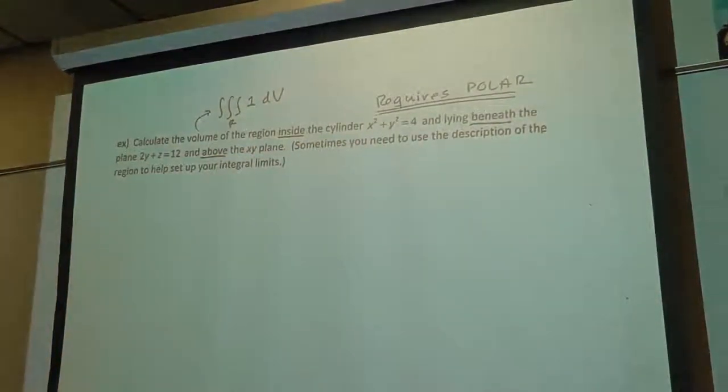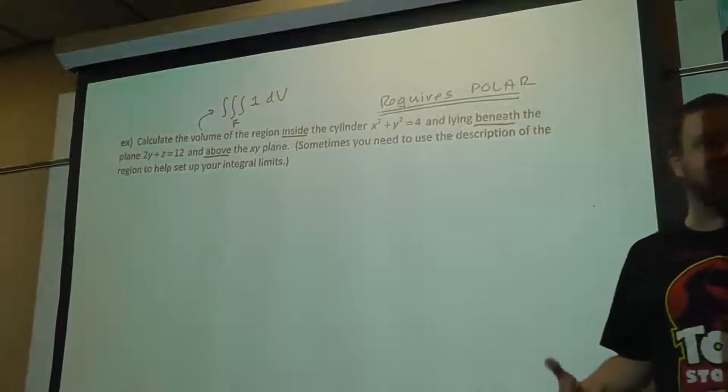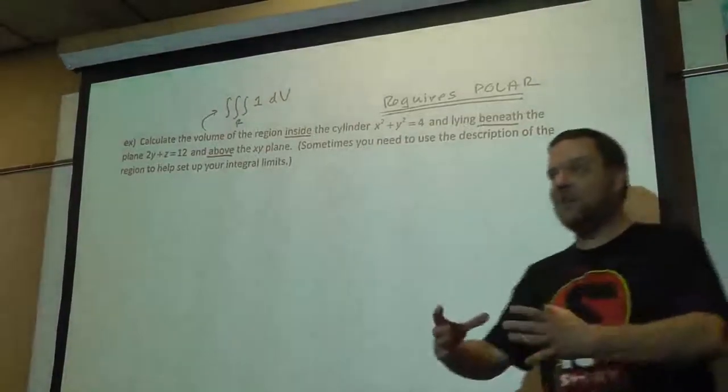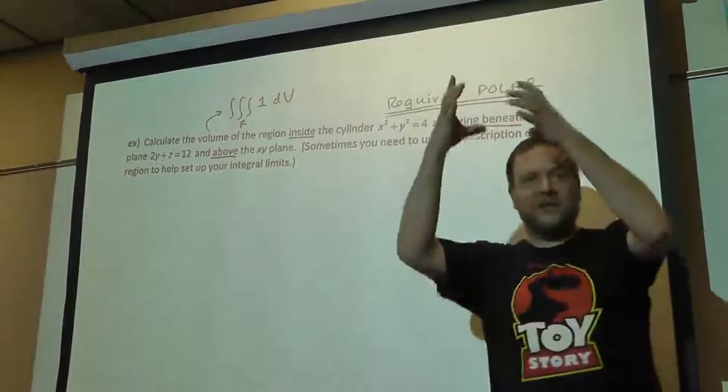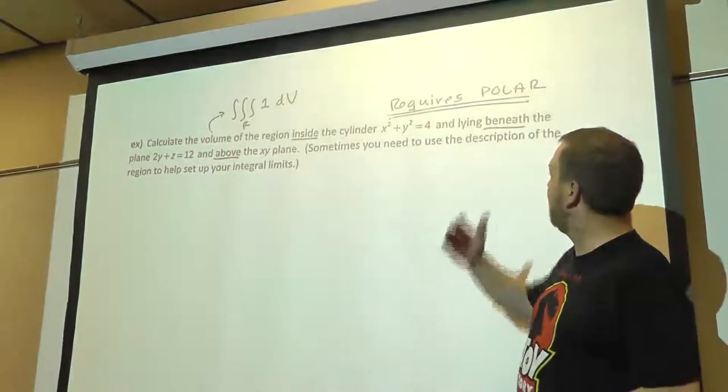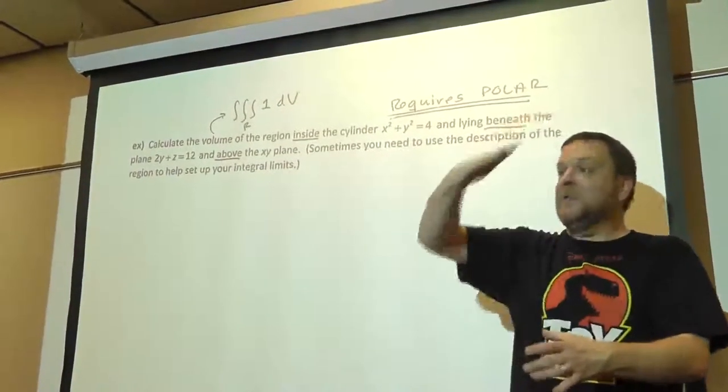So paying very careful attention to those prepositions in the description of the region really gives you an idea. You've got this infinite cylinder of radius 2 wrapped around the z-axis, cut on the top because our region is beneath this plane up here.